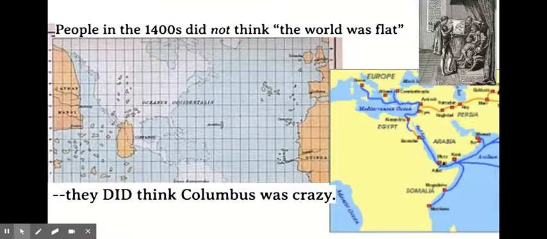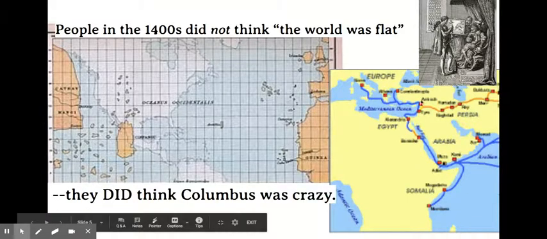Starting from Christopher Columbus. People in the 1400s did not think the world was flat, even if that's what you learned in third grade history class. People in the 1400s in Europe, in Africa, and in Asia knew that the world was round. And I've tried to illustrate here with this combination of two maps that the people of Europe and the people of Asia and the people of Africa knew all about each other. The Silk Road and Swahili traders and Arabic traders traveled from place to place in all of those places. They all knew all about each other.